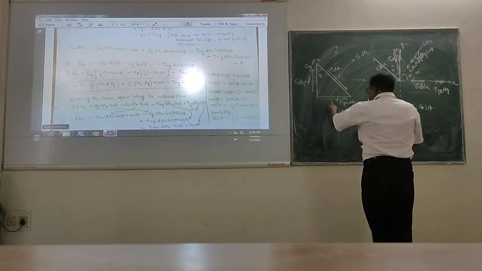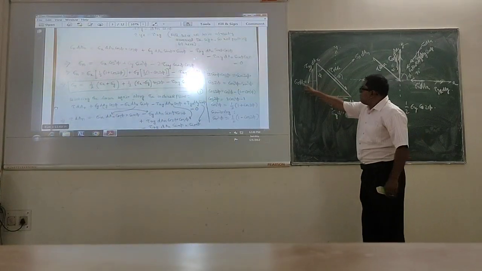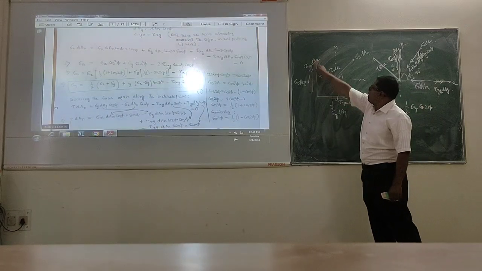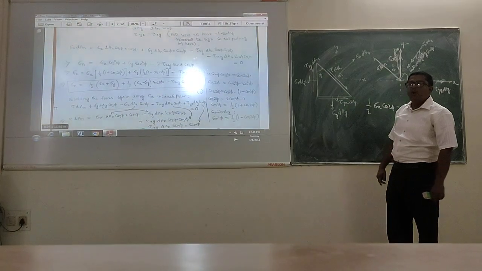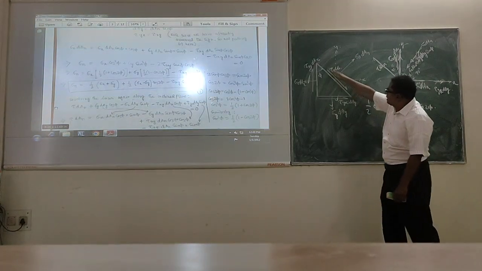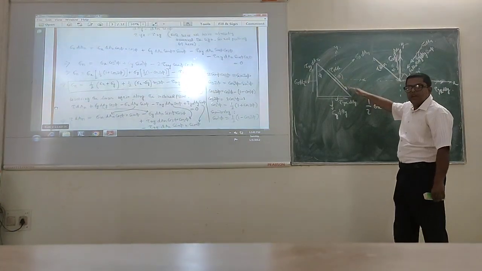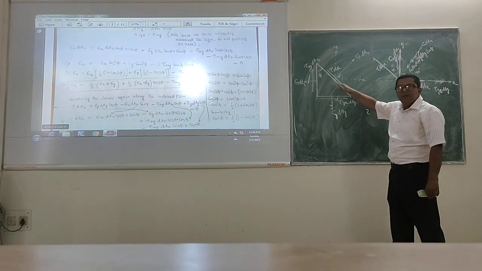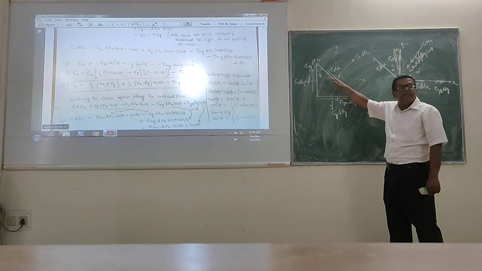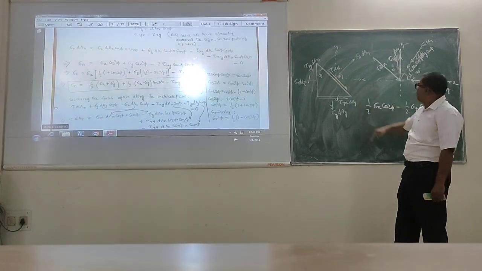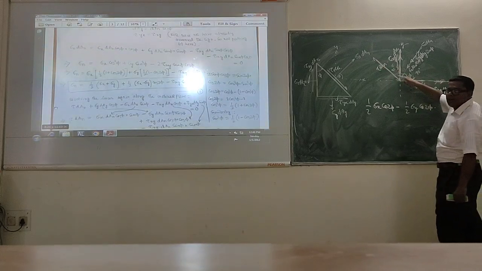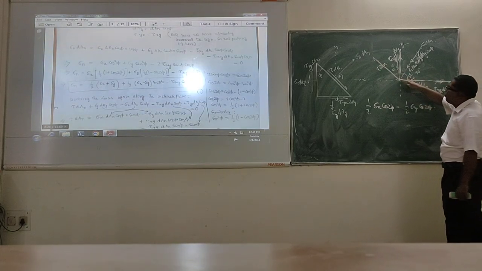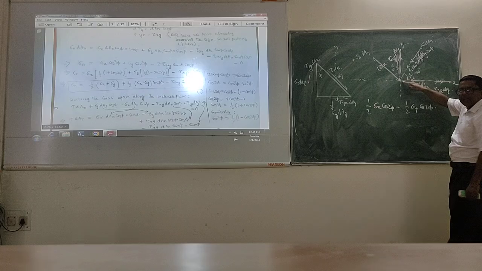I will resolve sigma y dy, sigma x dx, tau xy dx, and tau yx dy, along what? Along this inclined plane. Because my shear stress is acting along the inclined plane. So resolution of force will happen along this axis. Have you understood? Resolution of force will happen along this axis.